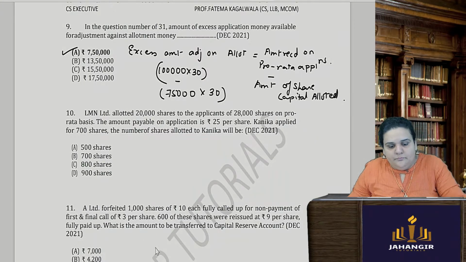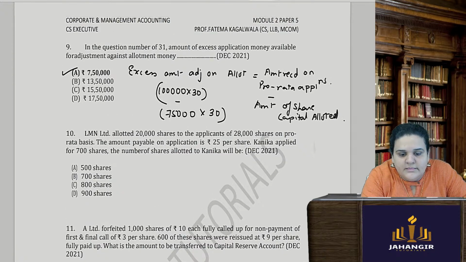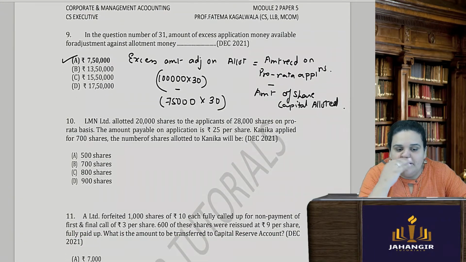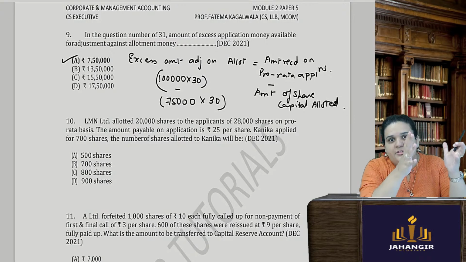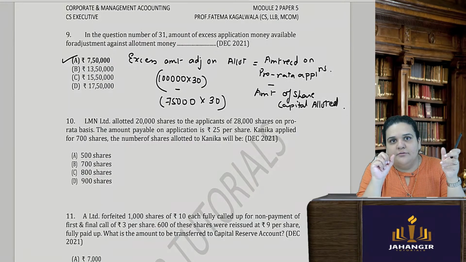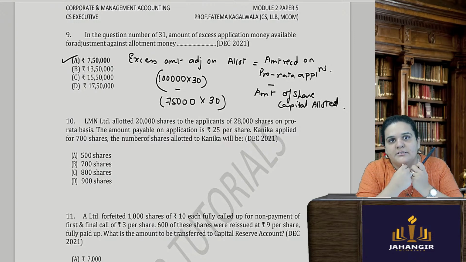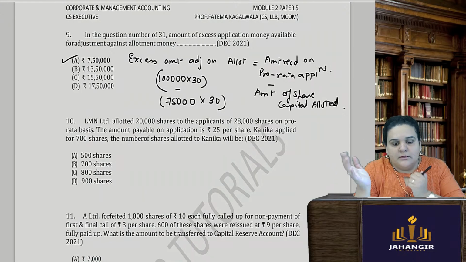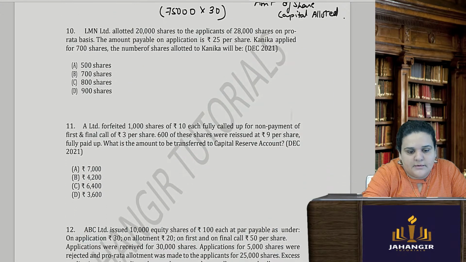Okay. Easy. Amount in excess is adjusted on allotment. How did I adjust it? For 1 lakh shares, I am allotting them only 75,000. So excess money is 1 lakh into 30 minus allotment. I have done only 75,000. Right. So that is how this is solved.